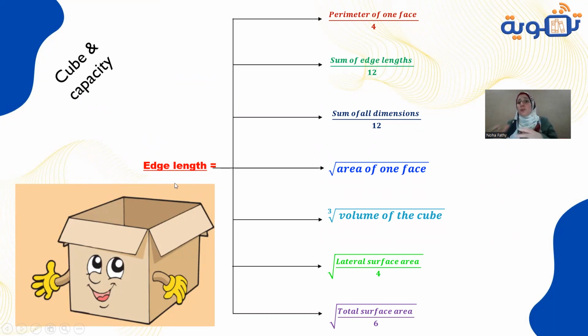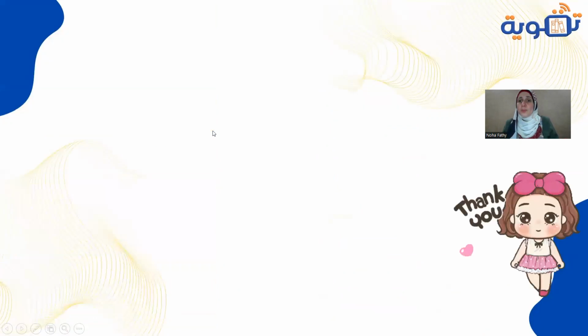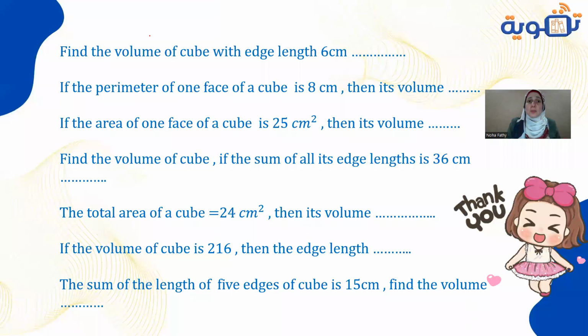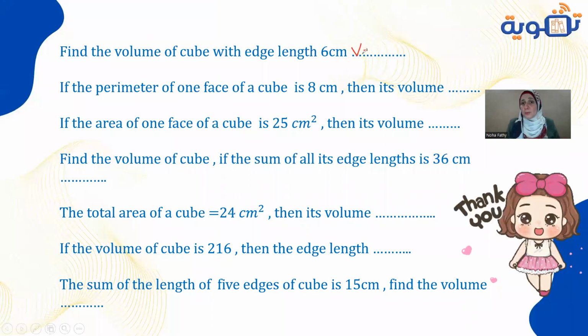And capacity means if you have any solid that is hollow, you can put anything inside it. So this solid has volume and capacity. Sometimes you have a solid without a hollow inside it, so it has only volume. So the volume of the cube with edge length 6. What should I do? I will write 6 times 6 times 6, because the volume equals edge length times itself times itself. 6 times 6 times 6 is 216 cubic centimeters. But if he gives me the perimeter, divide the perimeter by 4 to find the edge length. So edge length equals 2 centimeters. What is the volume? 2 times 2 times 2 equals 8 cubic centimeters.